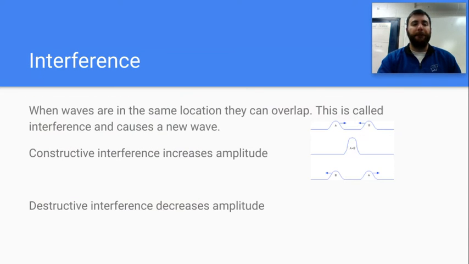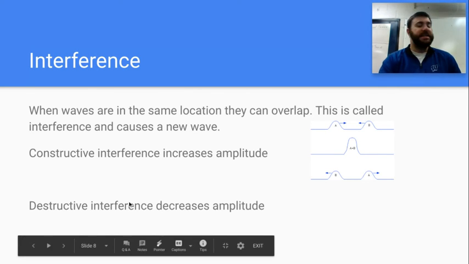Now, those are the three ways that waves interact kind of on their own, but they can interact with each other too. So when waves are in the same location, they can overlap. It's called interference. So constructive interference will increase the amplitude. Again, that makes sense. Construction, think about building things up. Constructive interference increases amplitude. Destructive decreases the amplitude.